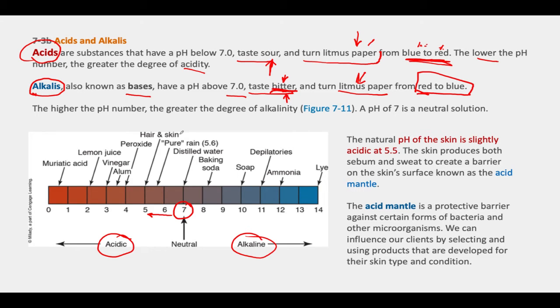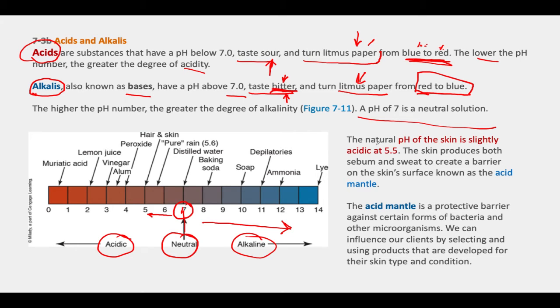The higher the pH number, the greater the degree of alkalinity, and that's talking about this. The higher the number, the more alkaline the substance is. The pH of 7 is a neutral solution. So just reminding that our neutral spot is pH 7.